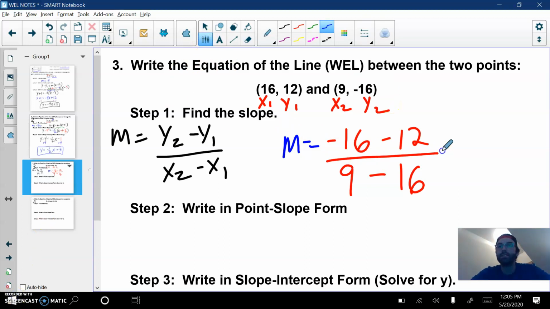Anyway, negative 16 minus 12, apologize, negative 28. 9 minus 16 is negative 7, to give me a slope of 4.